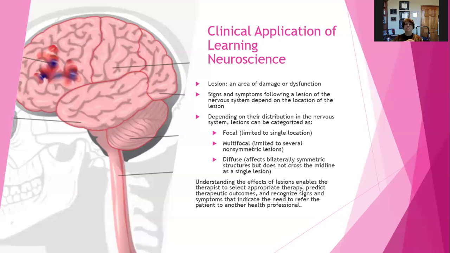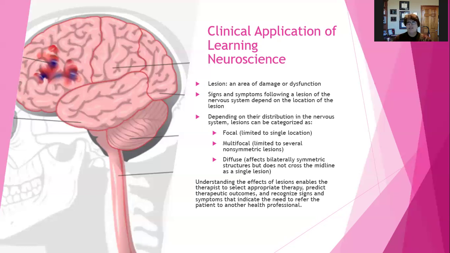Diffuse is a lesion that affects bilaterally symmetric structures but does not cross the midline as a single lesion. That could be a brain injury or MS. Sometimes the plaques are diffuse lesions, or it could be a metabolic issue, something like that. So understanding the effects of lesions enables the therapist to select appropriate therapy, predict therapeutic outcomes, and recognize signs and symptoms that indicate the need to refer the patient to another health professional.